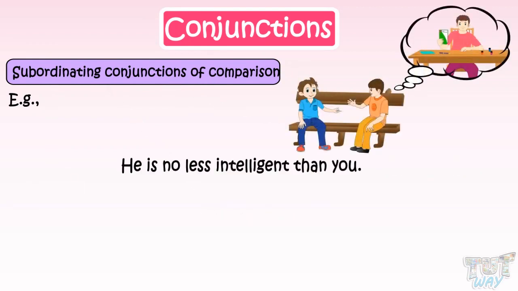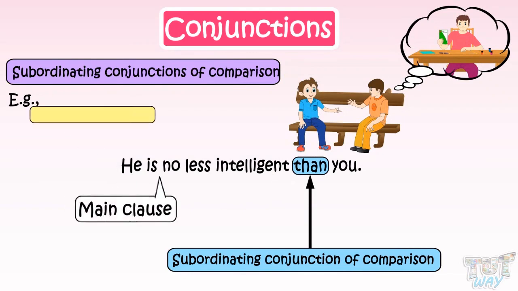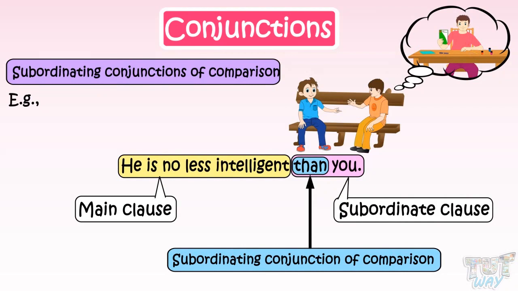He is no less intelligent than you. Here, than is a subordinating conjunction of comparison, as it is connecting a main clause, he is no less intelligent, and a subordinate clause, than you, and it is indicating the aspect of comparison.